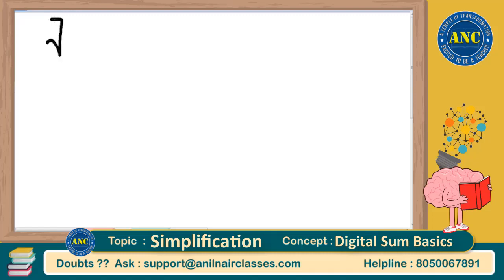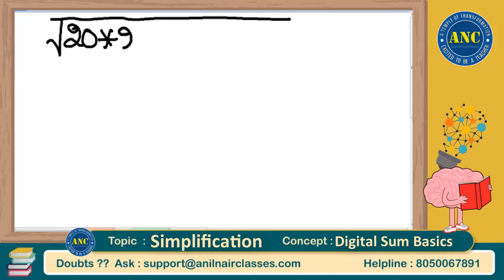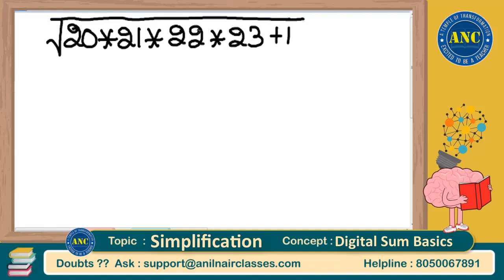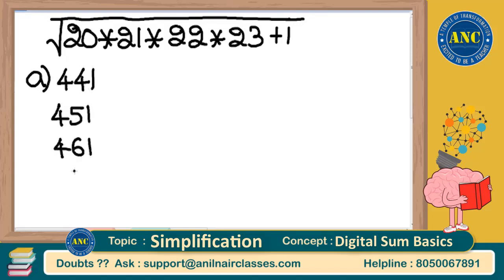Your question is the square root of 20 into 21 into 22 into 23 plus 1. Options are 441, 451, 461, 471.